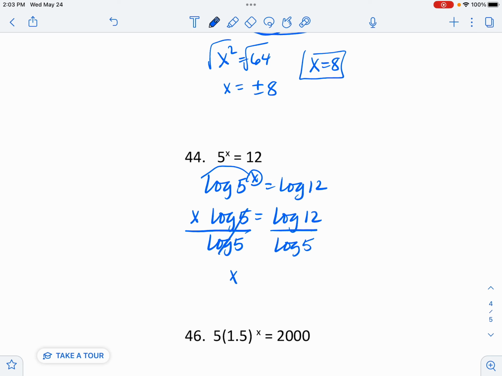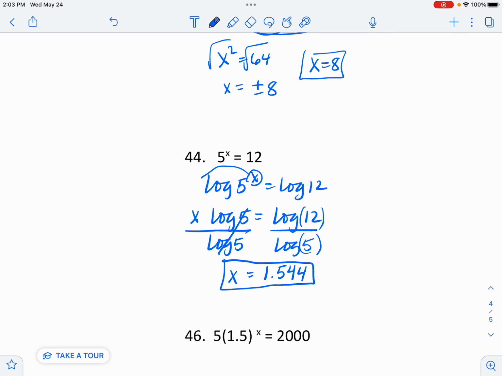And plugging that into my calculator. Remember, again, the graphing calculator is going to put parentheses around those. So let's see what we're going to get. We're going to get log of 12 divided by log of 5. And I got x equals 1.544 or something like that.